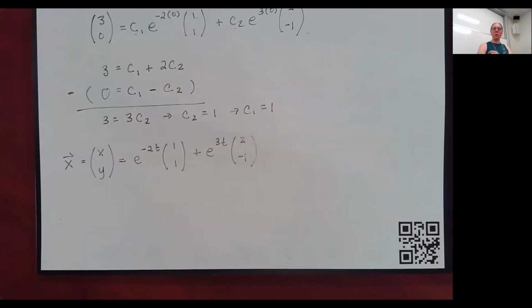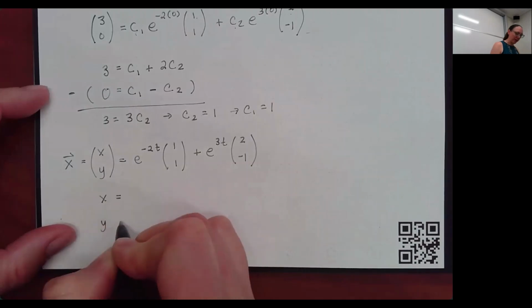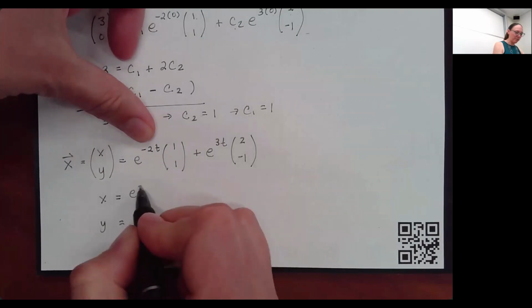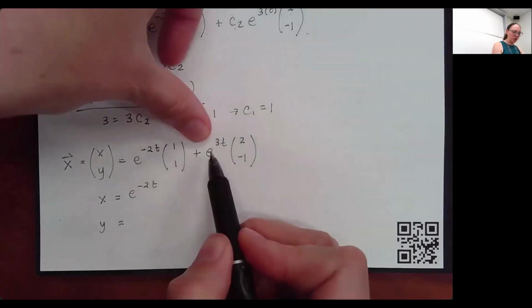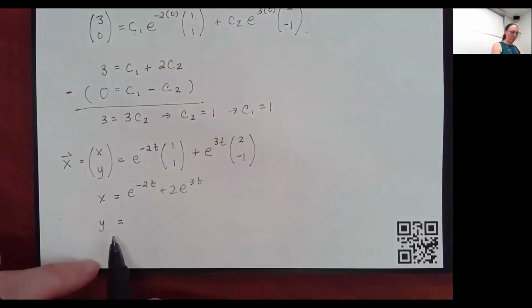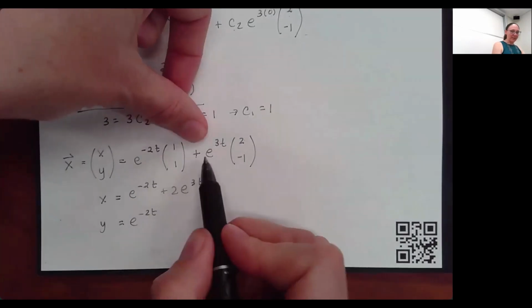And just as a note for how we're putting that into WebWork, WebWork is asking us to break that up into the x equals equation and the y equals equation. We're going to do that by reading across the top and the bottom. So if I write these separately, x would equal 1 times e to the negative 2t plus 2 times e to the 3t. And y would equal 1 times e to the negative 2t minus e to the 3t.